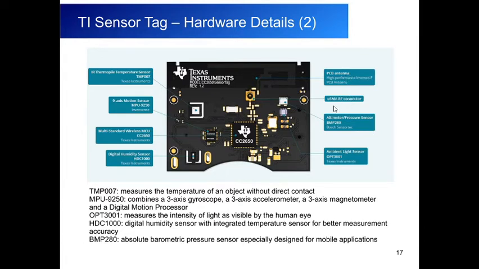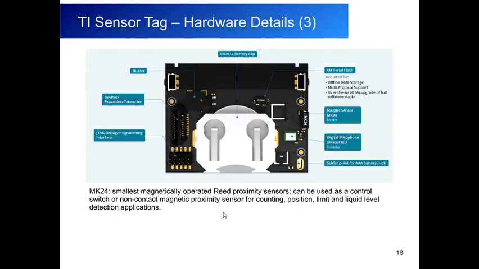There's another radio frequency connector for an external antenna. And here you have also an altimeter or pressure sensor. Well, it's a pressure sensor more than an altimeter, but it can be used also to identify the altitude. And there's also an ambient light sensor. So you see that it's very, very full of stuff, and it's very interesting.